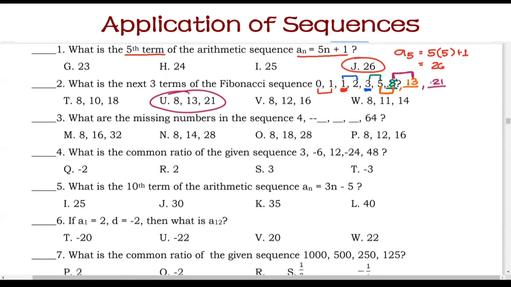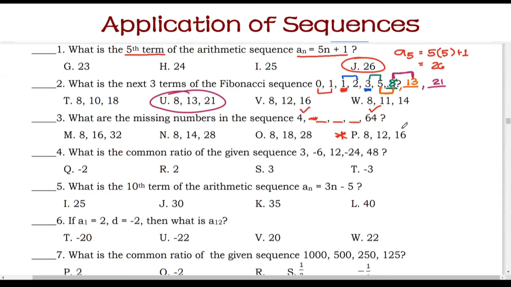Let's do more. For number 3, we're looking for the missing numbers in this sequence. 4, okay, hindi to kasali. Tapos tatlong blanks. Okay, so we're looking for 3 missing numbers between 4 and 64. Okay, so dapat makaka-form sila ng pattern. Okay, so let us see. So pwede naman nyo itong i-trial and error. Kunwari, ito ang kinuha ninyo.